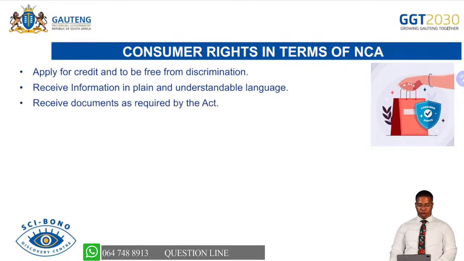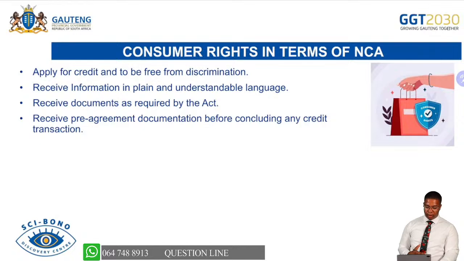Then, consumers have a right to receive documents as required by the Act. They have a right to receive documents which can include, for instance, their credit contract. They need to have a copy so that should there be changes, they can check and say, but according to the credit contract, I'm supposed to pay 200 per month. So now, why am I paying 300? So the contract should be with them.